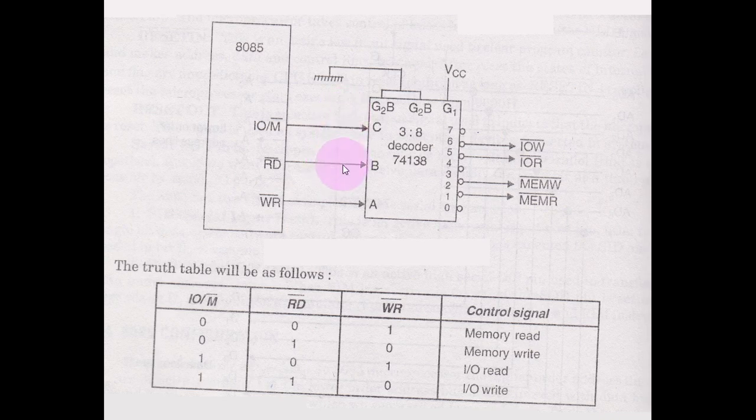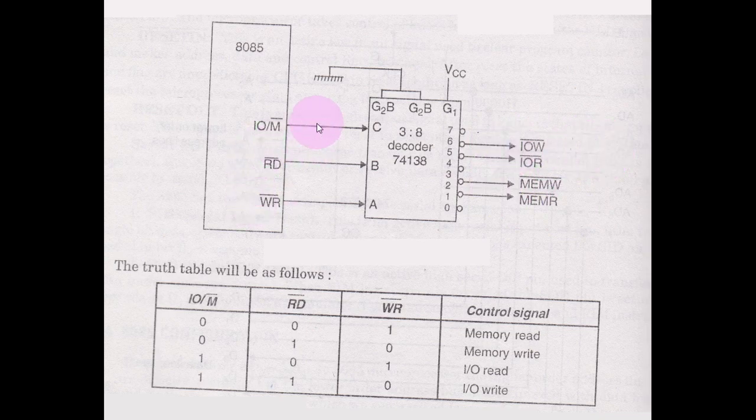So to make things easier, we have used this 3 to 8 decoder, out of which we have applied this input output read and write signal to the 3 inputs, and we have got these 8 outputs here. And the sensible outputs in which we are interested are input output write, input output read, memory write, and memory read. Because if any of these signals is high, an appropriate operation could be initialized.